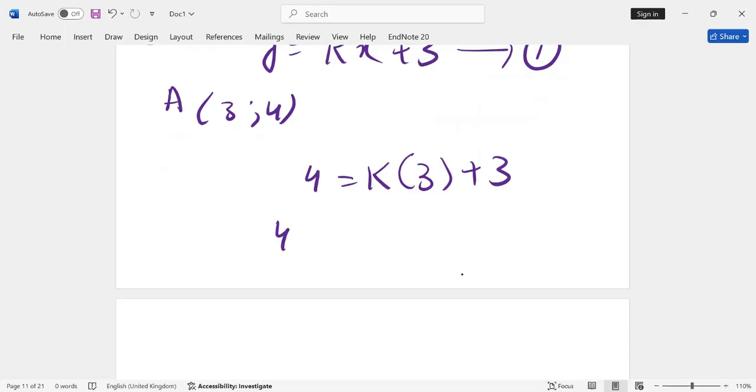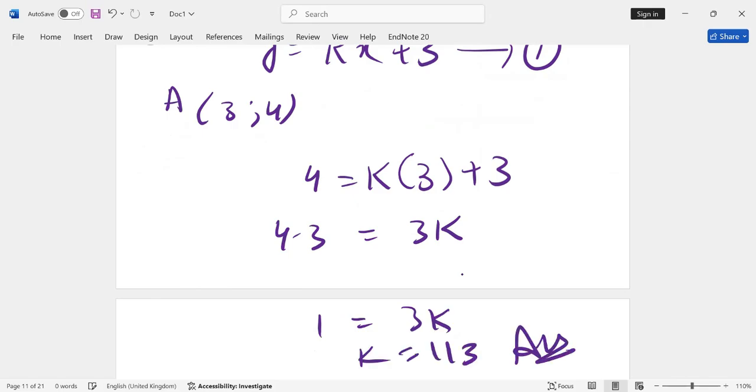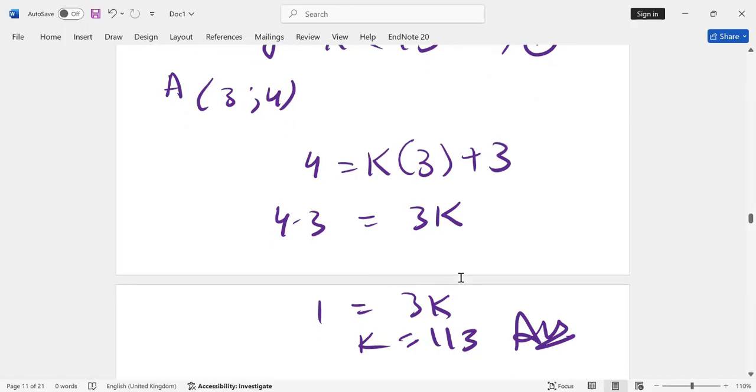I'm just going to simplify the equation. We have 1 equals 3k, and k equals 1 by 3. That is what we have to prove in this question. Okay, the required thing is this.